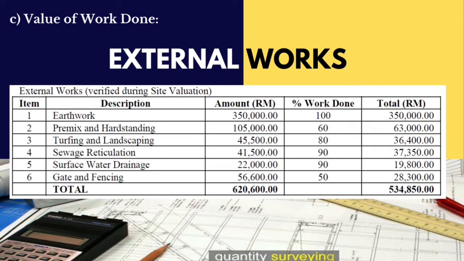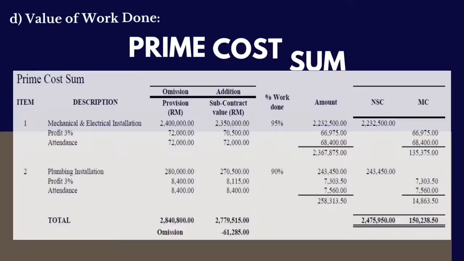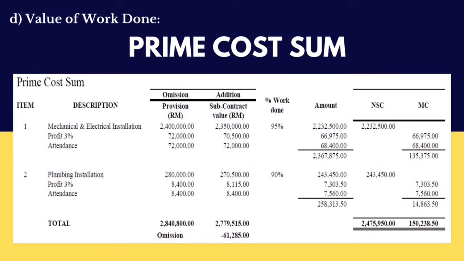Calculation of work done for external work. We use the same formula as in building work, which is the amount taken from the tender document times the percentage of work done. For example, for the gate and fencing element, 56,600 ringgit Malaysia times 50% resulting in 28,300 ringgit Malaysia.